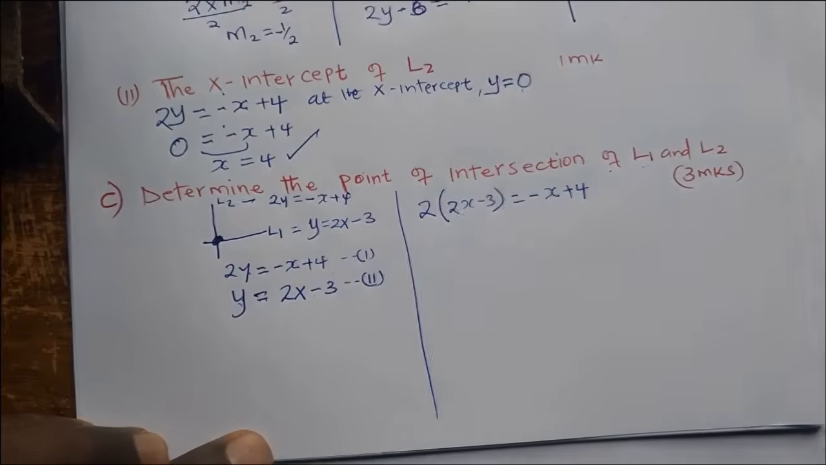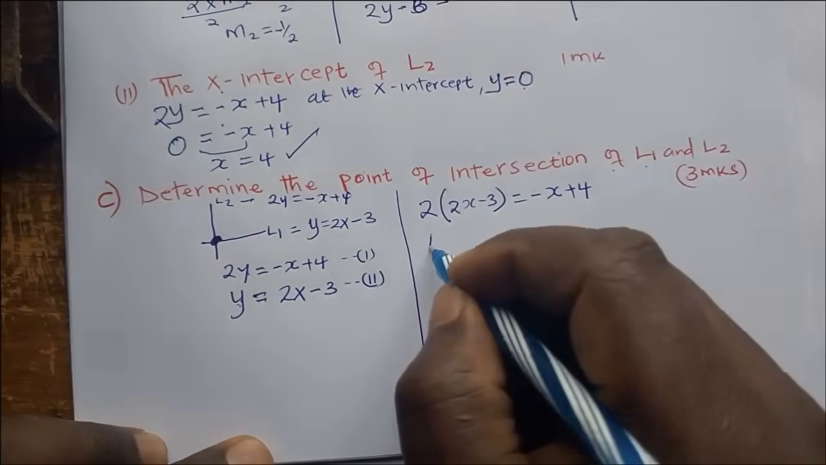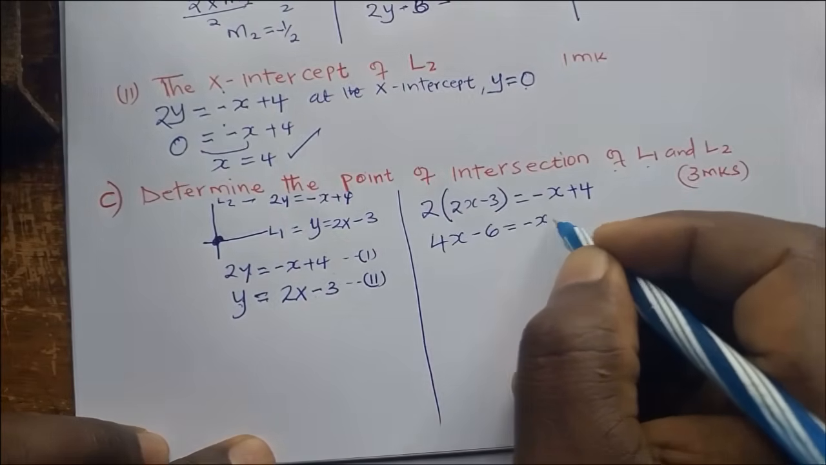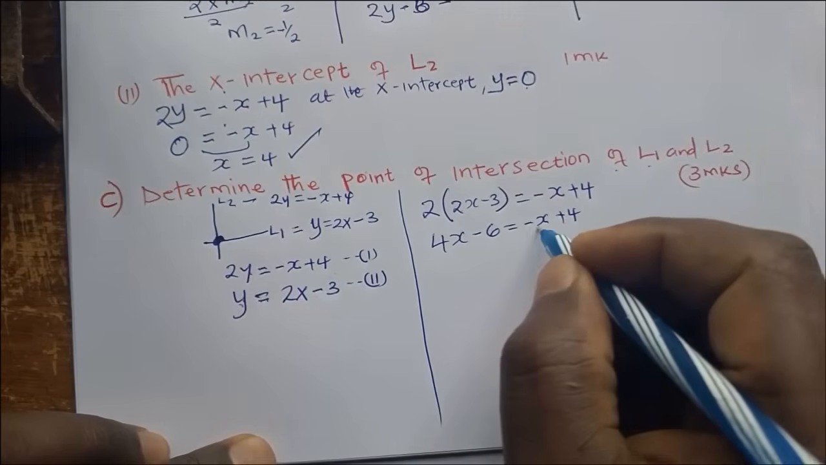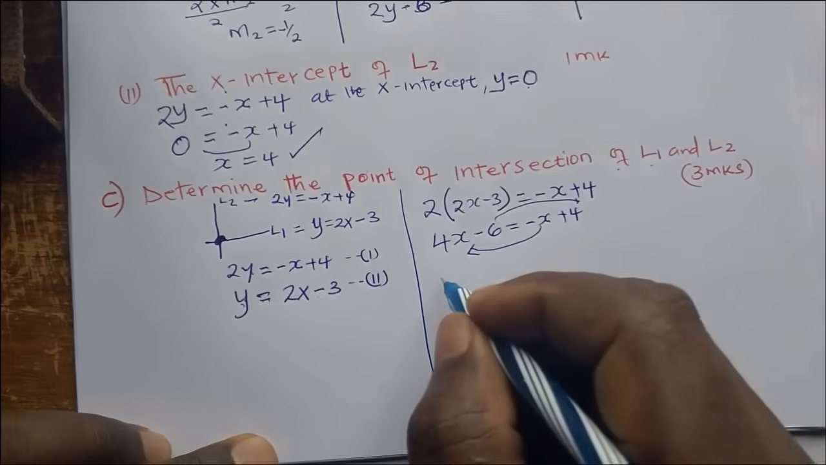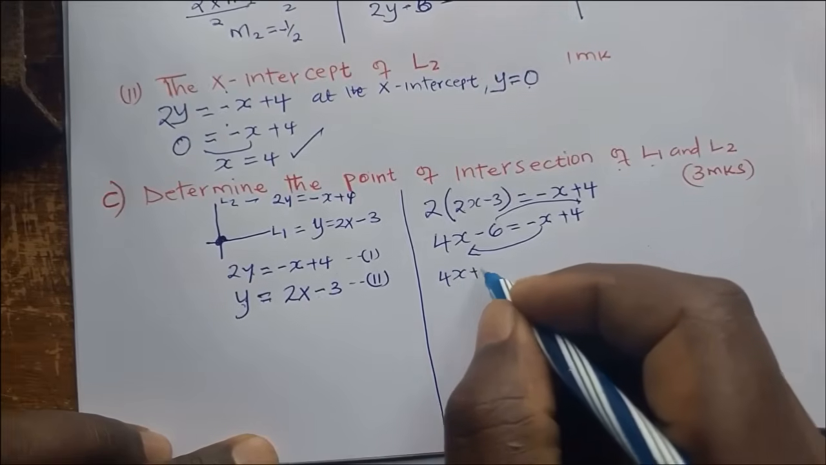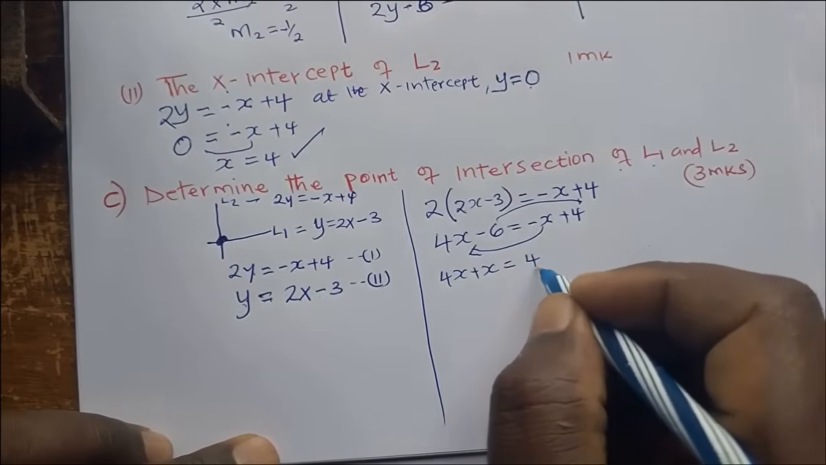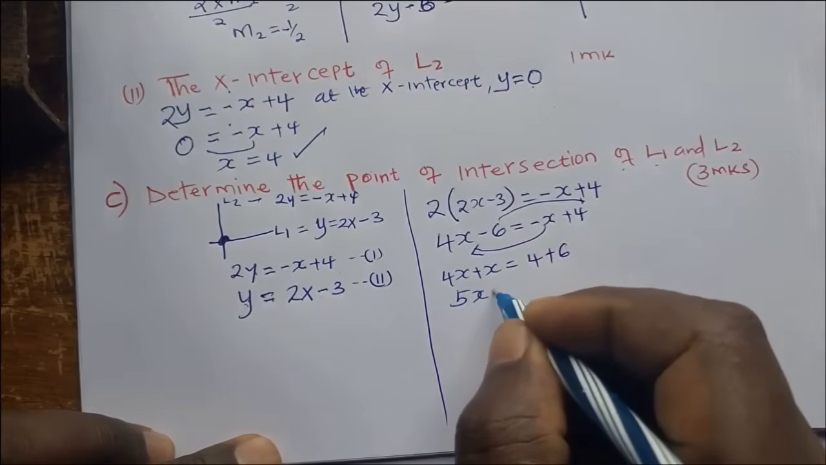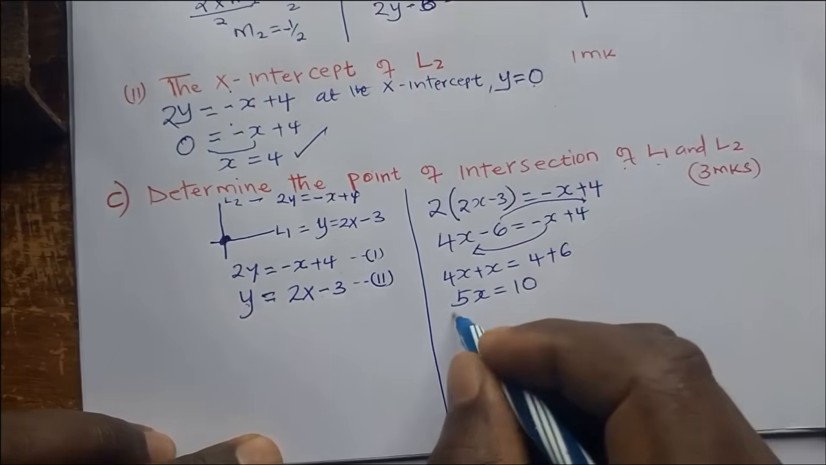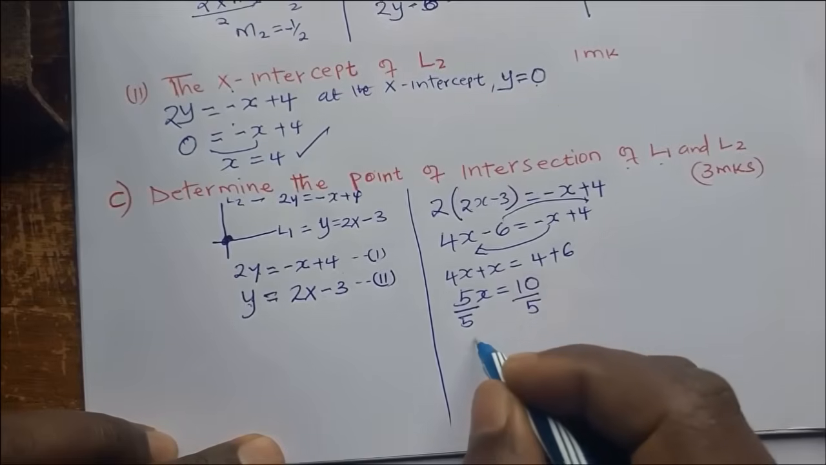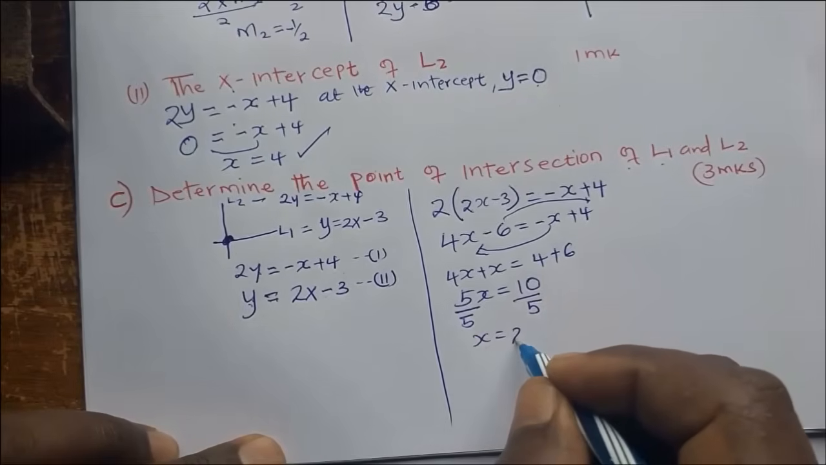Yes. Next, open the bracket. 4x minus 6 is equal to minus x plus 4. Collect like terms together, and take this to the other side. So this one is going to be 4x plus x is equal to 4 plus 6, meaning that 5x is equal to 10. So you divide by 5 both sides. You find that x is equal to 2.